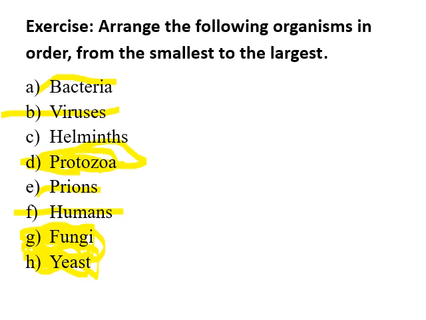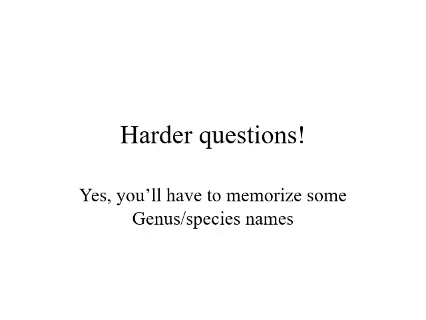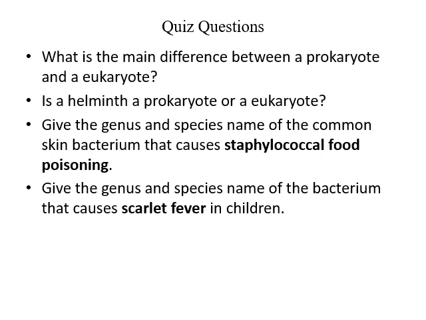And then, of course, the helminths are bigger still because they're multicellular eukaryotes, and in some cases they can grow to become enormous. 10-meter long tapeworms are enormous. All right. You will have to memorize some genus and species names, so let's see if you can do any of these. All right, starting with the first question up at the top there.